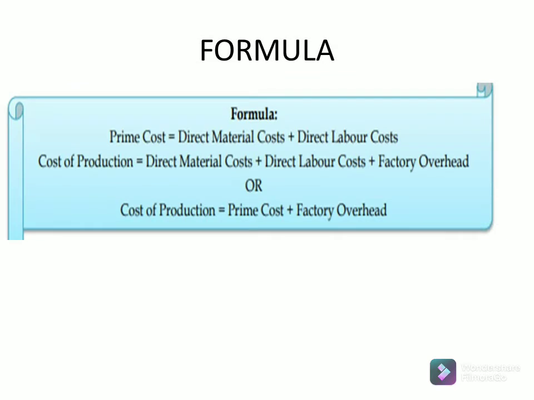Formula: prime cost is equal to your direct material cost plus direct labor cost. Cost of production is equal to your direct material cost plus direct labor cost plus factory overhead. In other words, you can say cost of production is equal to your prime cost plus your factory overhead cost. This formula would be used in our next class when we prepare manufacturing statement.